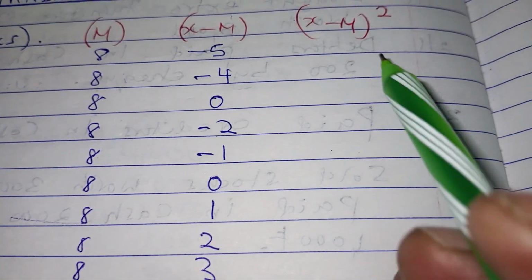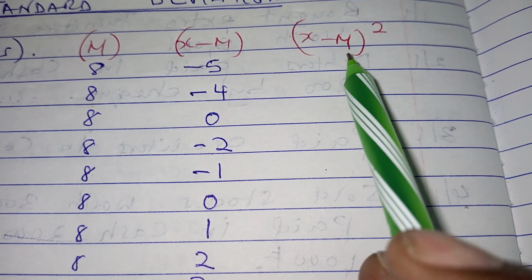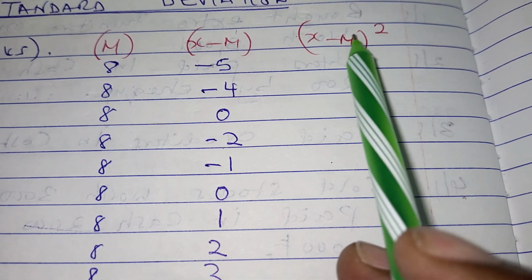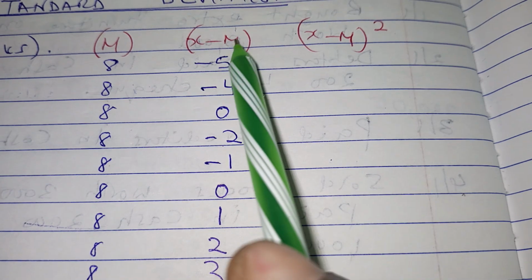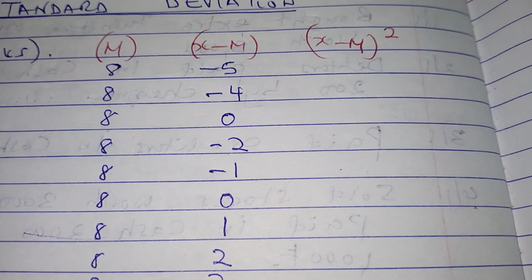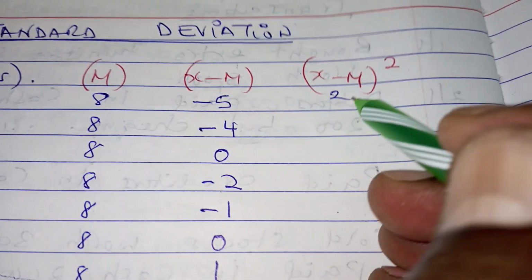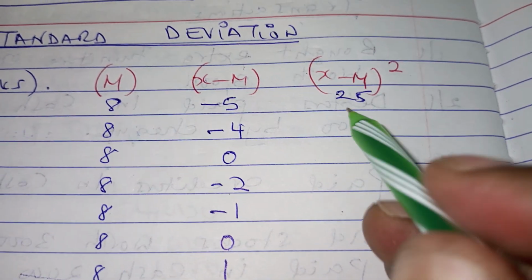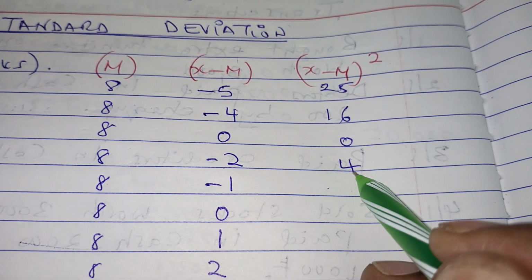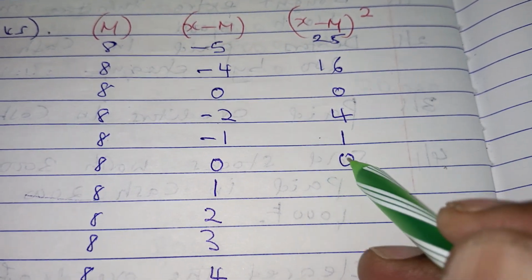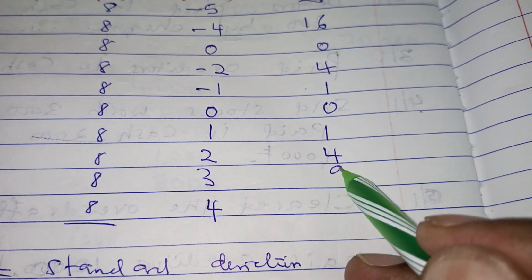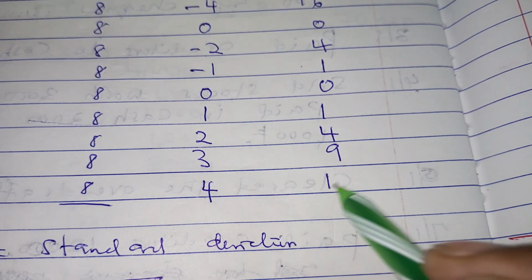We move to the next column, which is x minus mu squared. We square the figures shown in the previous column. So 5 squared gives me 25. 4 squared will be 16. This will be 0. Then 4, 1 squared is 1, 0 squared is 0, 1 squared is 1, 2 squared is 4, 3 squared is 9, and 4 squared is 16.